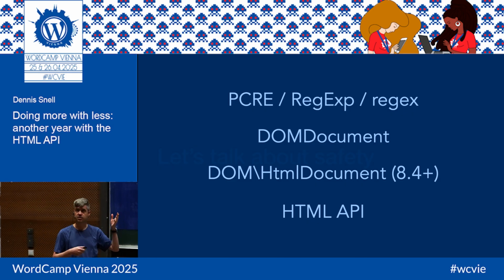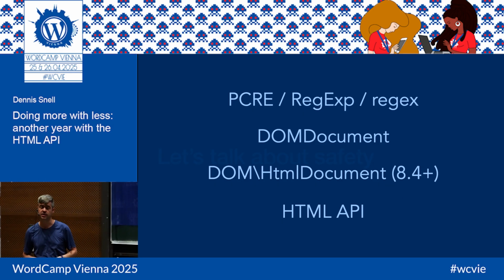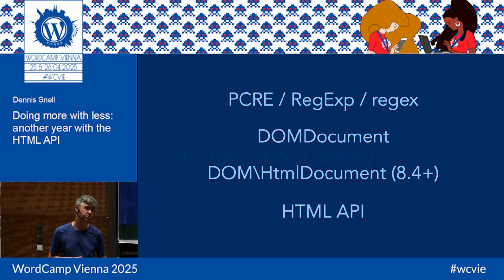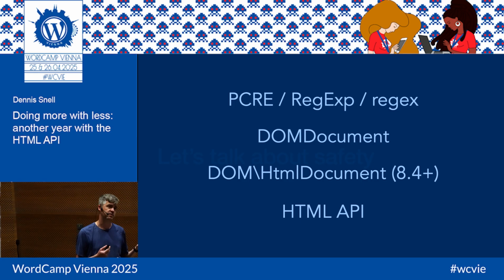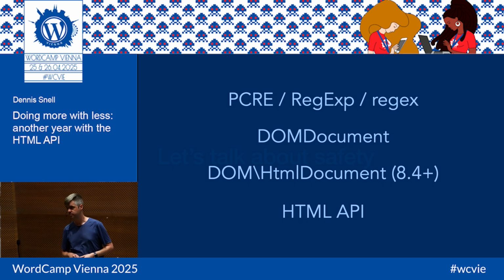Sometimes people say use DOM document. We've tried to communicate in the release notes and in the progress reports about the HTML API that even DOM document has its issues. Number one, it's an XML parser, and two, it's got a bunch of problems. So in PHP 8.4, finally, for the first time in PHP's history, the language of the web has a parser for the language of the web.